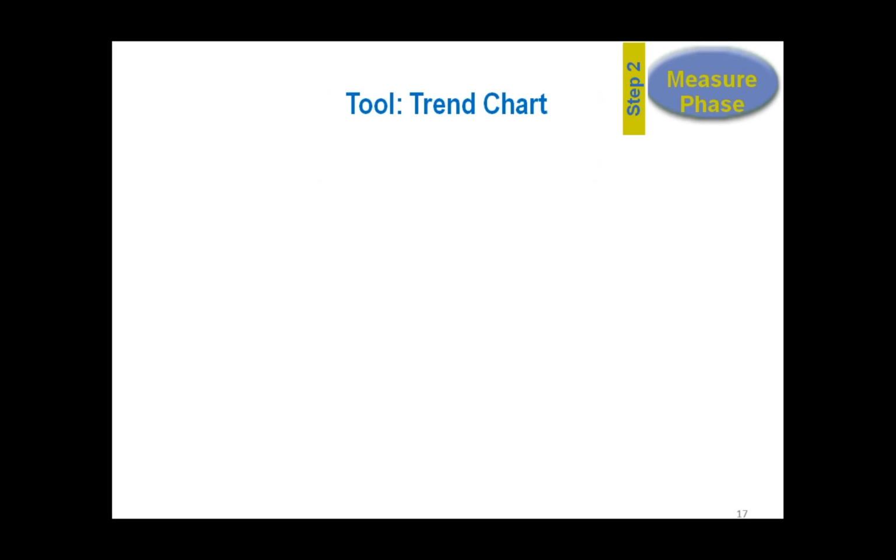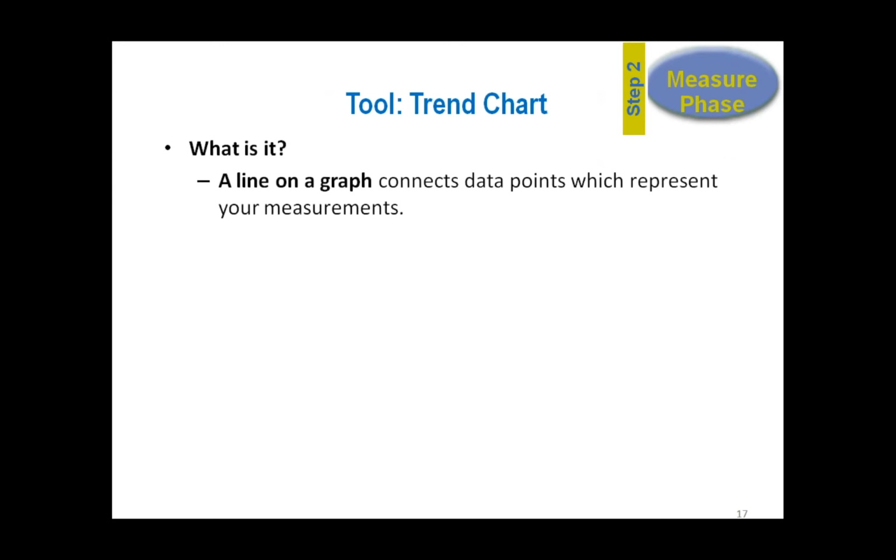And one of the popular tools that we use in the Six Sigma framework and in basic process improvement approach is the trend chart. And as many of you may be familiar, it's a line graph that connects the data points that represent the data that we are tracking, and it is tracked over a period of time to see what are the fluctuations in the data over a period of time.